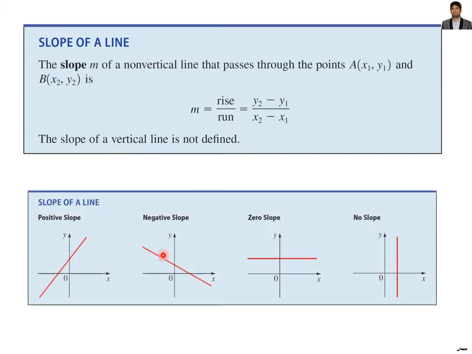So here we are given 4 lines. If a line is going up from left to right, it means the slope is positive. If a line is going down from left to right, it means the slope is negative. If a line is parallel to the x-axis, it means the slope is 0. If a line is parallel to the y-axis, it means it has no slope.